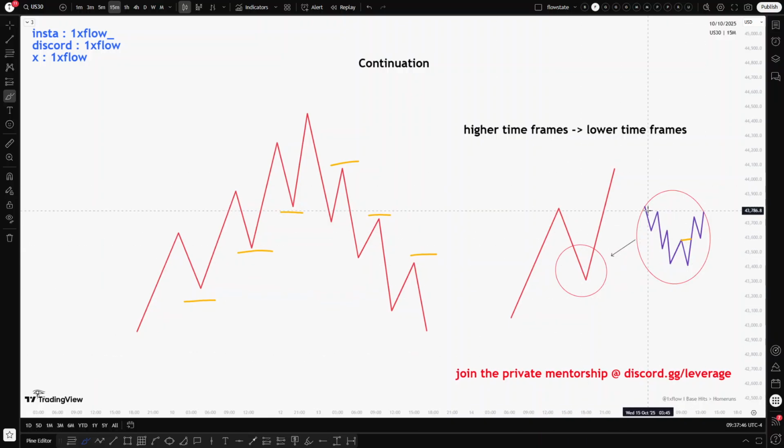That's how you will always look for continuation. And if it is a bearish scenario, it's going to be the same exact thing. So lower high, higher high, higher low, break of structure to the downside. Now we have a lower high and we can look to catch it into the lower low and so on.